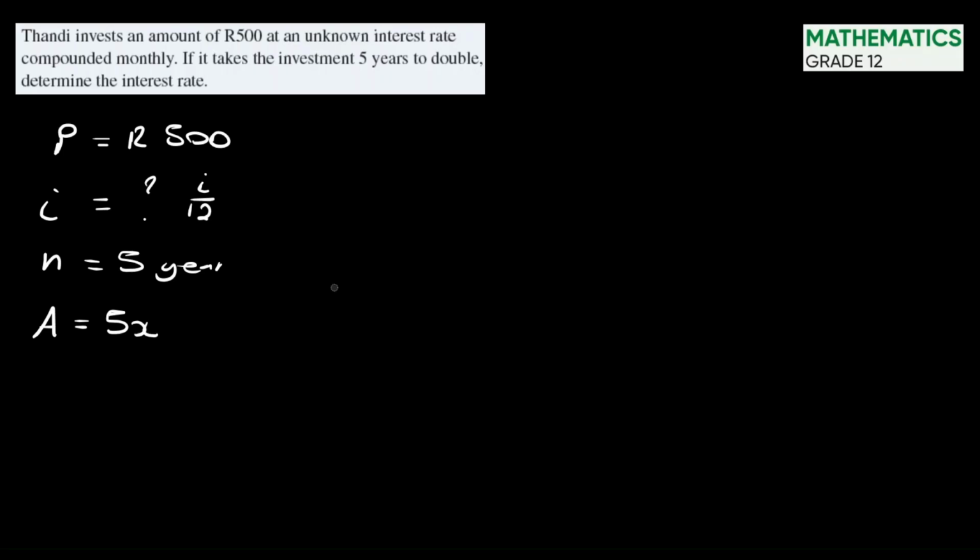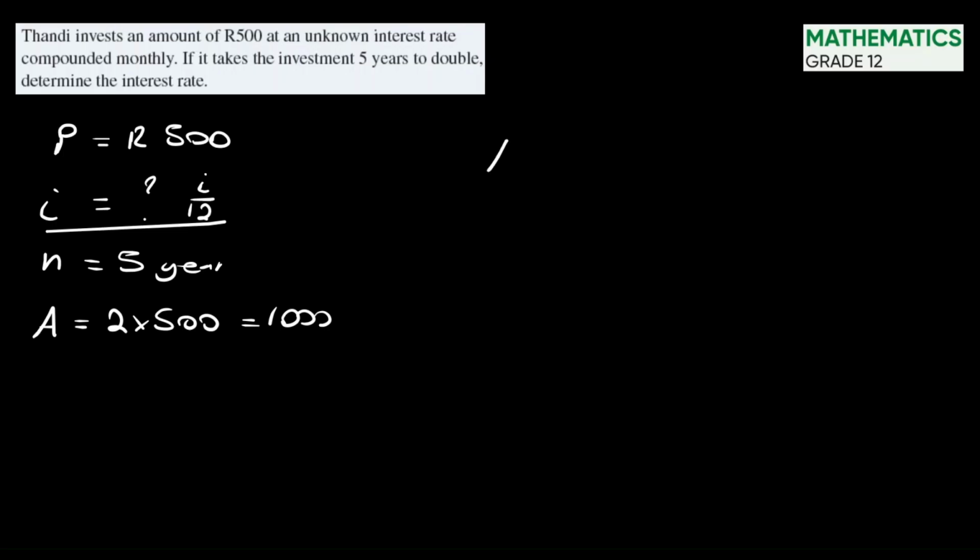In this instance, we know that what's invested, the x in this instance, is 500. So we can just say for it to double, 2x. For it to double, it will be 2 times 500. And 2 times 500 is 1000. So we have all the variables apart from the interest.